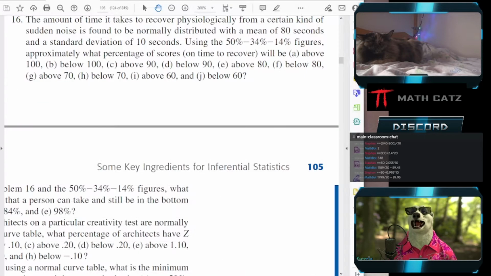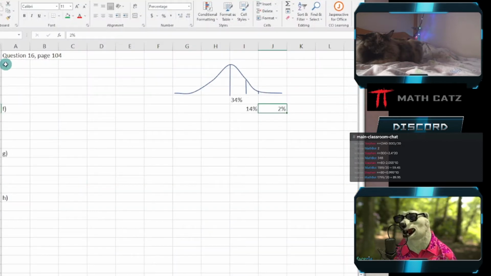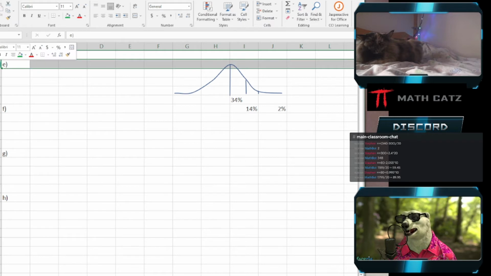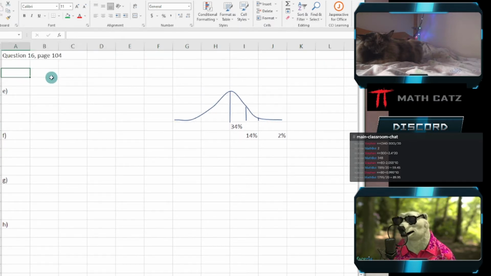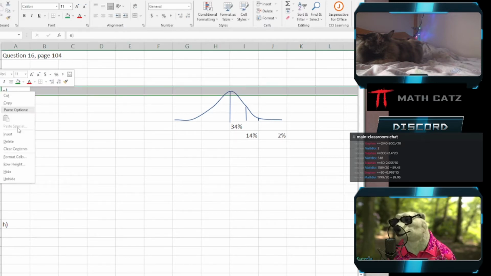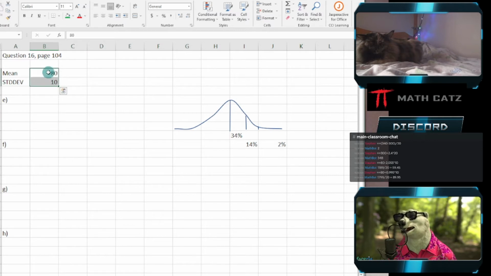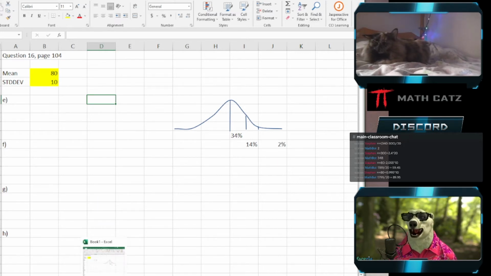So now I want to know, well, stuff is given a mean of 80 and a standard deviation of 10. Let's maybe take note of that. Let's make some space here because it's separate from the questions. Specifically, a mean of 80, standard deviation of 10. Let's put another line here. These are input, so I don't miss them. I make them a nice, recognizable, noticeable yellow.